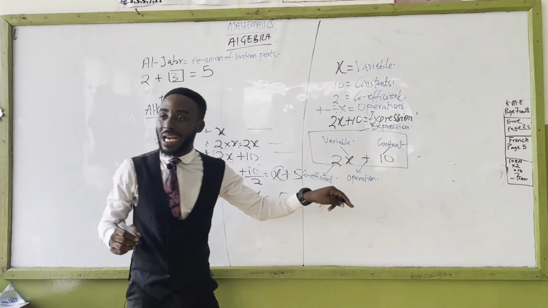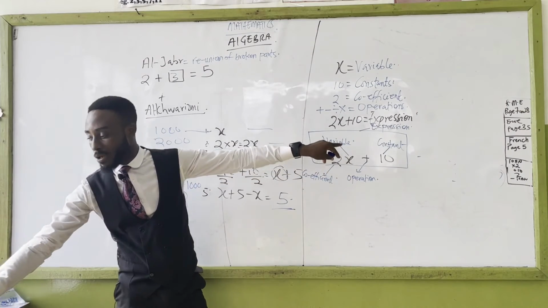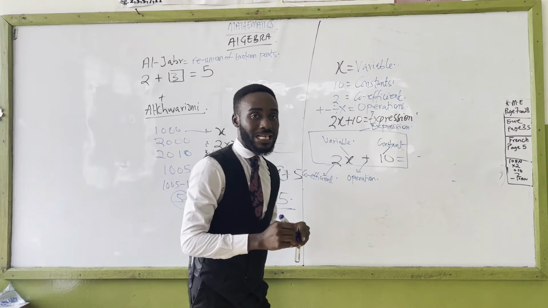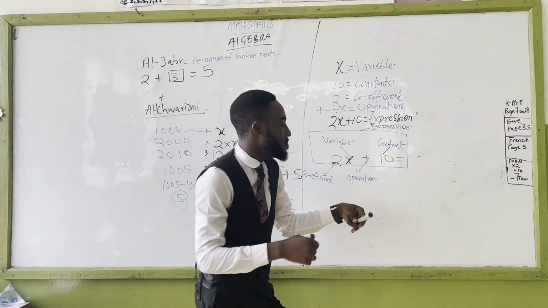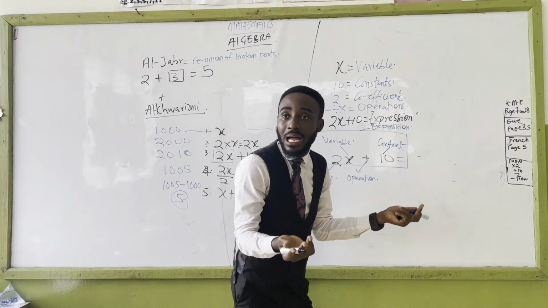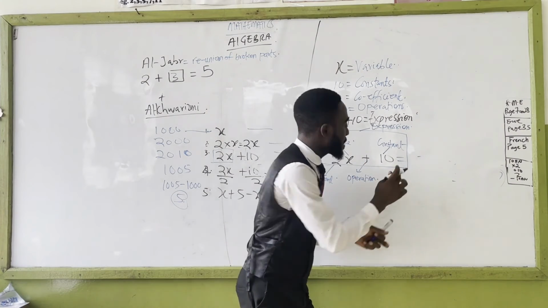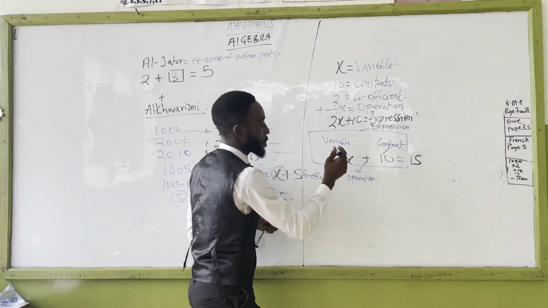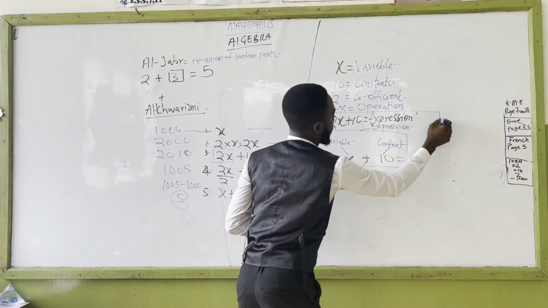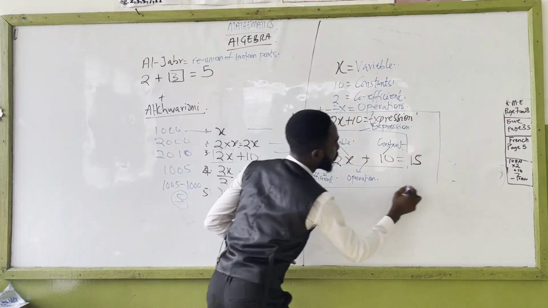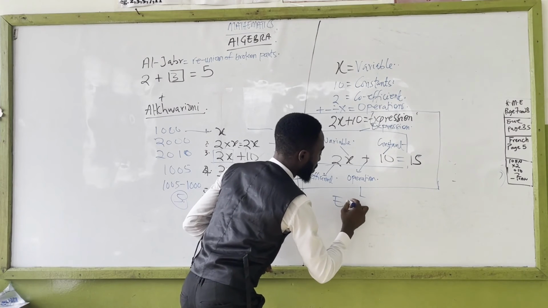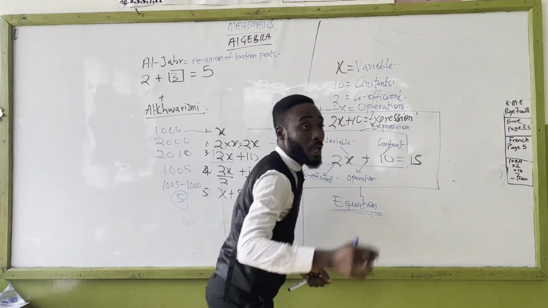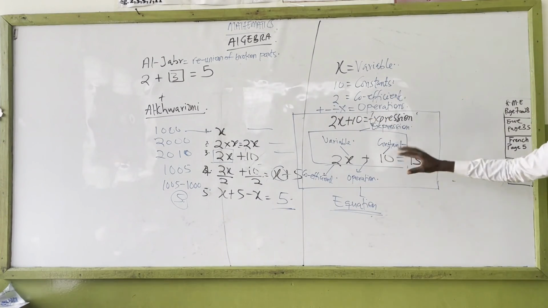Now, whenever we connect this with an equal to sign, and let's say we put another value here, maybe another term, constant, or an expression here. Let's say, let's add 15. This whole thing becomes what we call an equation. Is that okay? So all this whole thing becomes an equation.